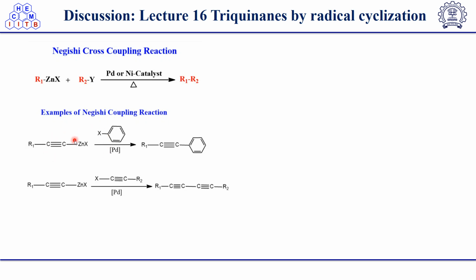So these are the examples. Here this carbon and this carbon will form a bond. Here this carbon and this carbon will be forming bonds under palladium catalyzed conditions. So this is known as the Negishi cross-coupling reaction.